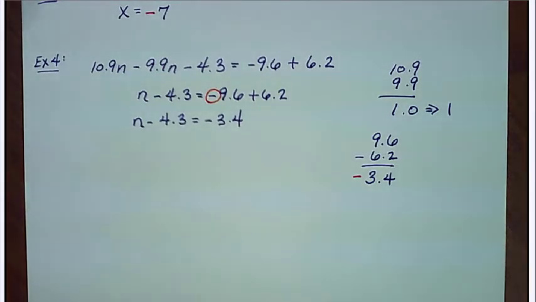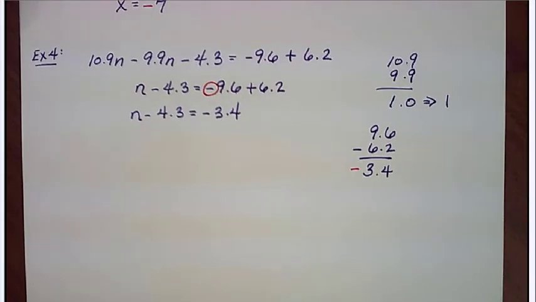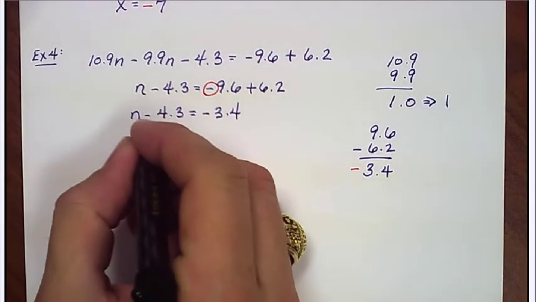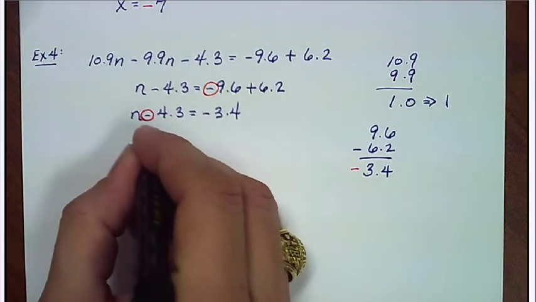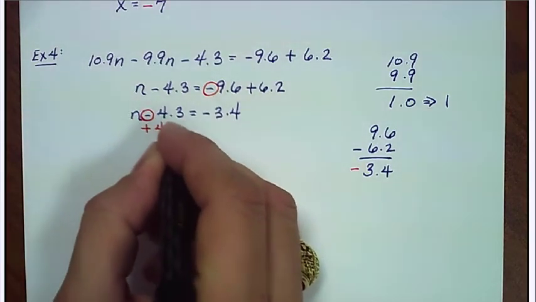Okay, well, now we're to the point that we've got to isolate that n. Remember, that's my top goal. My top goal is to get that n by itself. We do so by doing the opposite. So, of course, this is a minus, so the opposite is plus. So I'm going to add 4.3 to both sides.